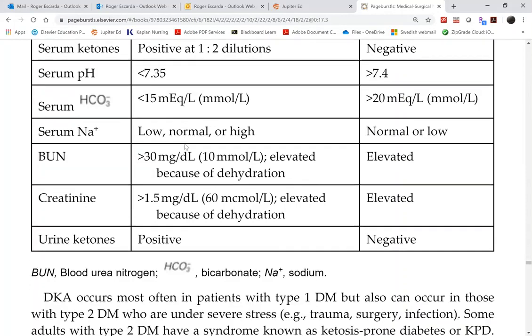Bicarb, because you're acidotic in DKA, of course, the serum bicarb will be below 15. Normal is between 22 to 26, right? So this is severely acidotic now.